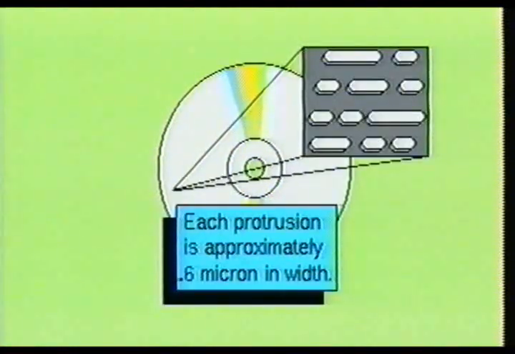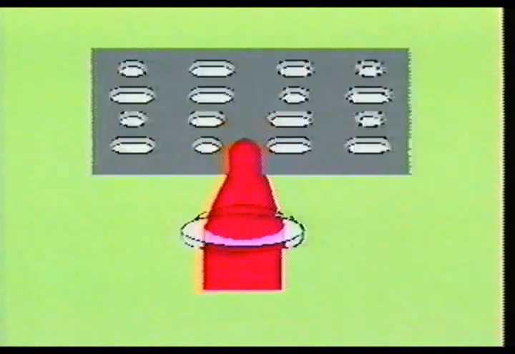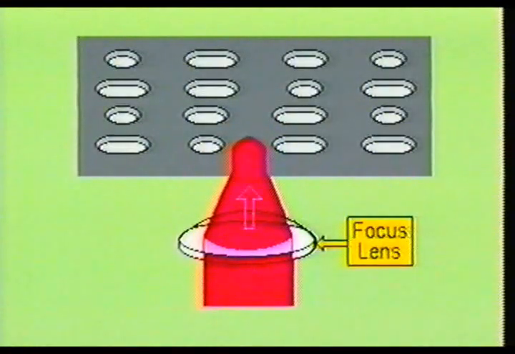Here you see what the information looks like on a standard pre-recorded CD. Notice that it resembles parallel lines of evenly spaced protrusions. Each of these protrusions is approximately 0.6 micron in width. The flat area in between the protrusions is called the land. When the focused laser beam strikes the flat surface, or land, between the protrusions, most of the light energy is reflected back to the detector circuit in the drive assembly.